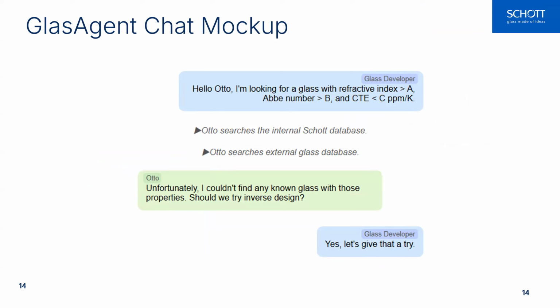So when the project started, I basically started with mocking up some chat that I thought if we managed to reach all of the project goals, that should be possible to have with our chatbot. It's called Otto, after Otto Schott, the founder of our company.